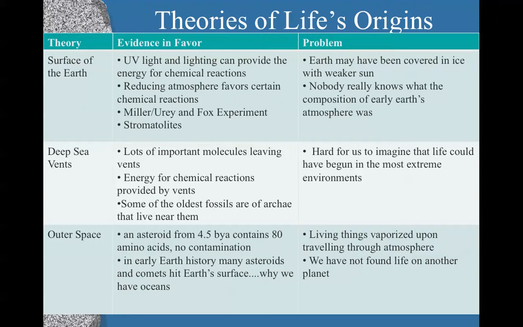of the Earth. The problem is that we think that at the beginning of Earth's history, the sun was much weaker than it is now, and that means that the surface of the Earth probably would have been covered in ice. And obviously, if it was covered in ice, that's not really a great place for life to get started. But then there's another problem as well, which is that nobody really knows what the composition of the early Earth's atmosphere was. We can guess that there was methane and that there was ammonia, but nobody's really certain.